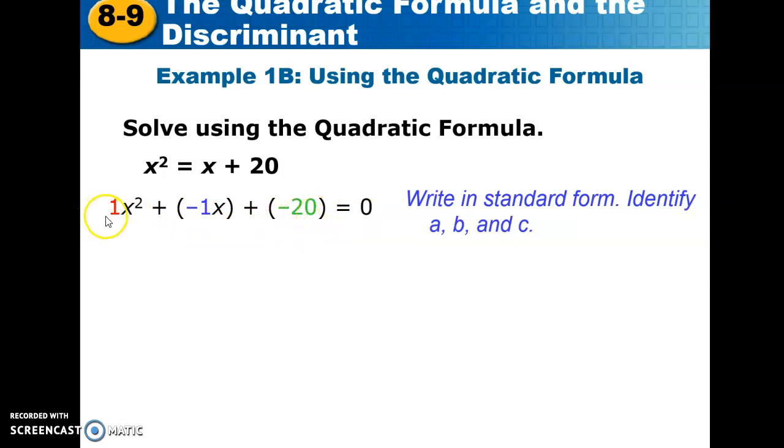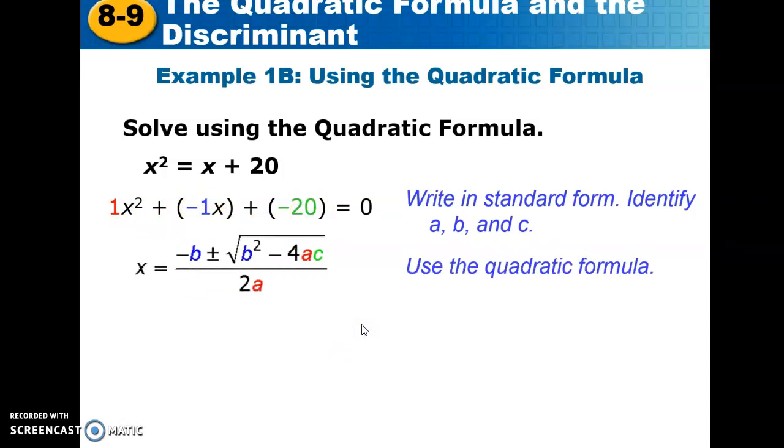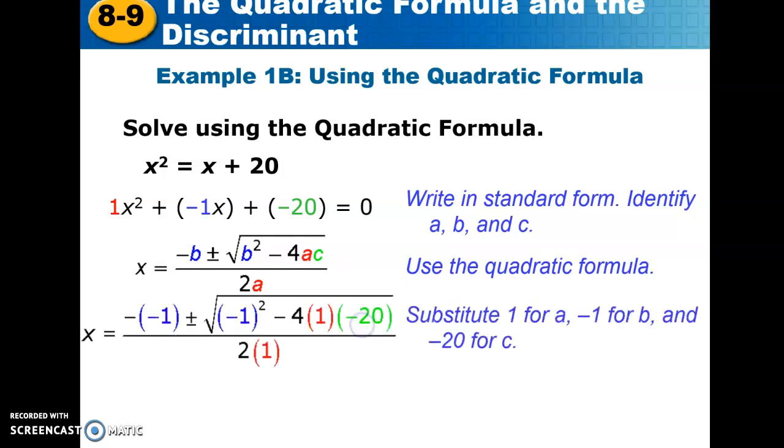When you are looking at these, remember there's an imaginary 1 in front of these x's. They kind of spell it out for you here. A is 1, B is negative 1, and C is negative 20. Always write down the quadratic formula every single time. So we're going to plug and chug.